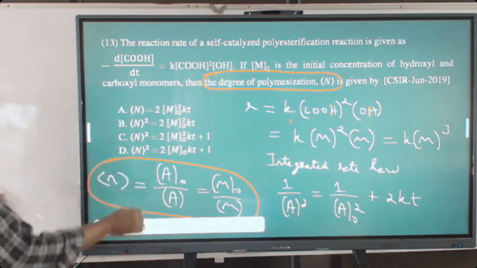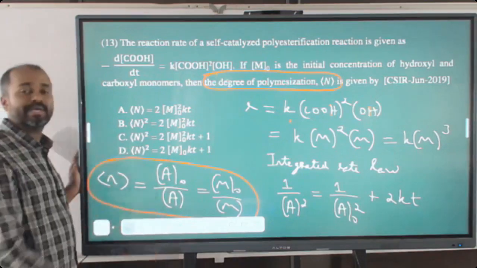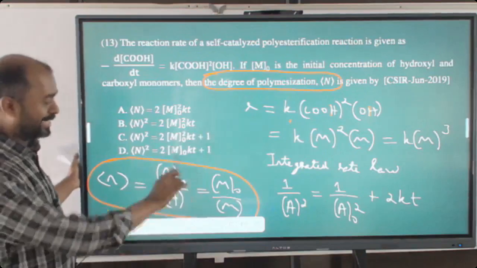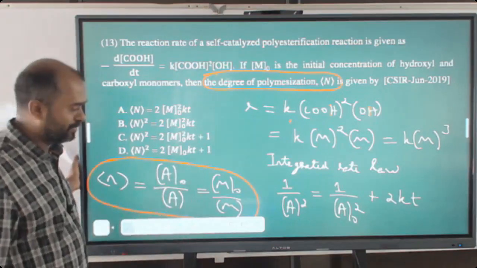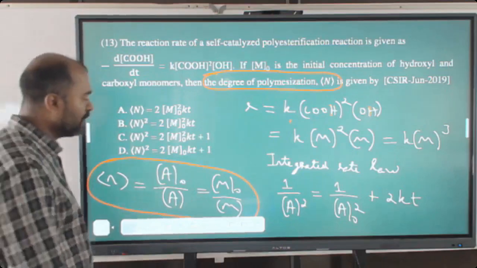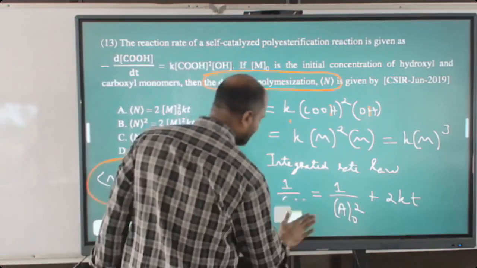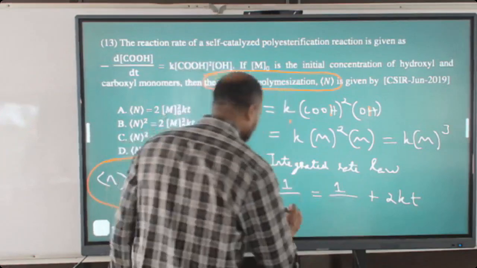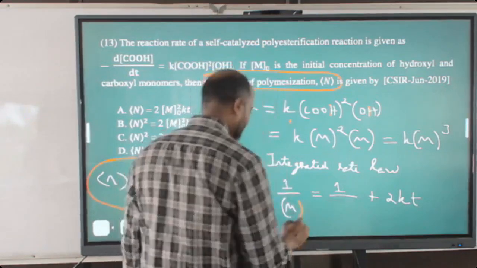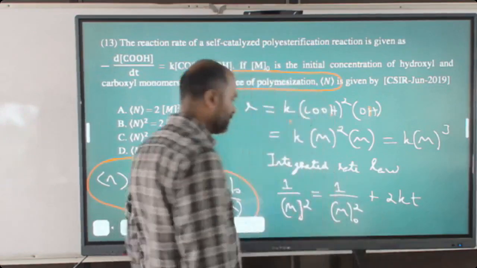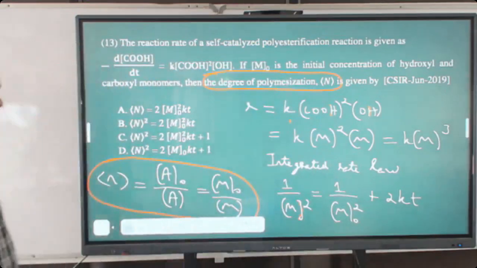But you must answer this question after studying kinetics also. In kinetics, we already studied the integrated rate law equation for third order reaction, that is 1 by A square is equal to 1 by A0 square plus 2kt. But here instead of A, you just write M. So 1 by M square is equal to 1 by M0 square plus 2kt.